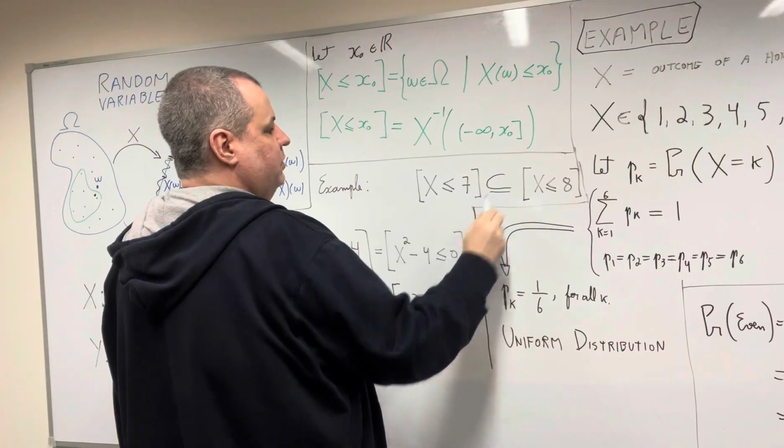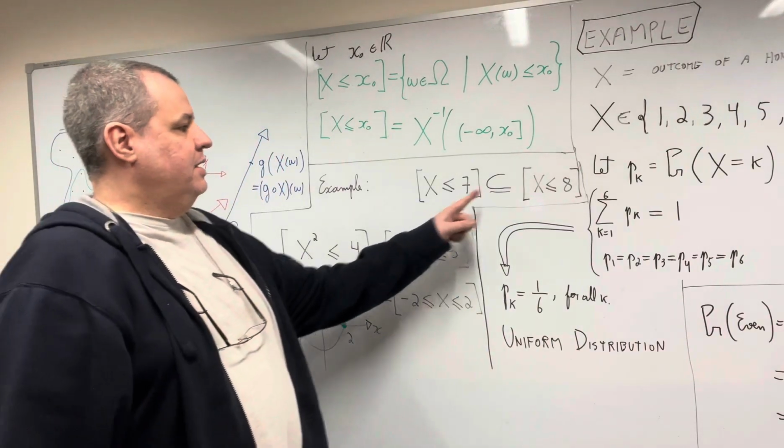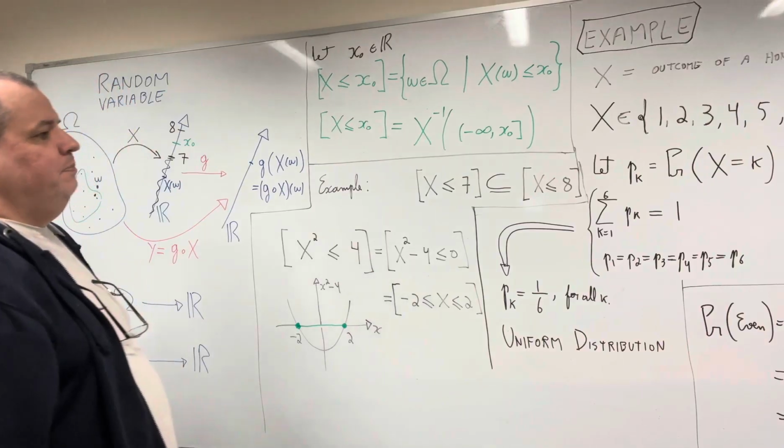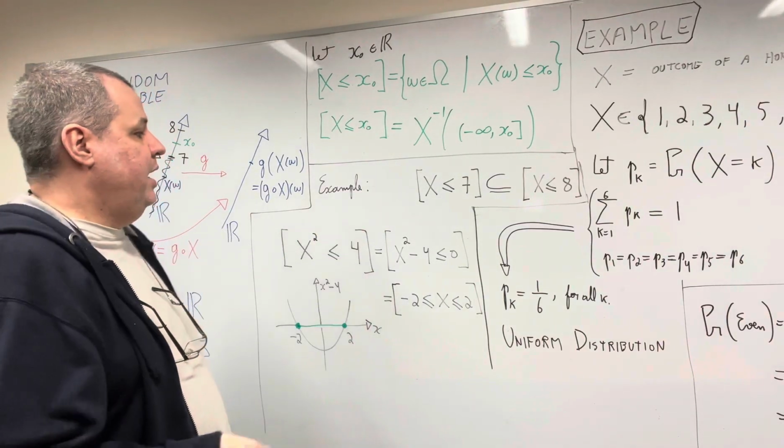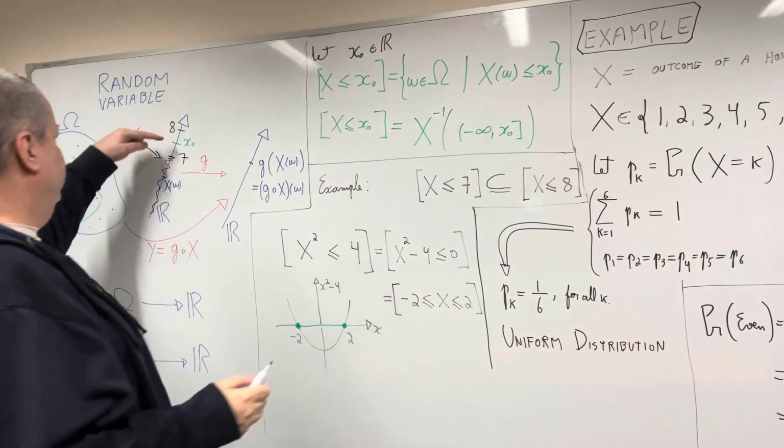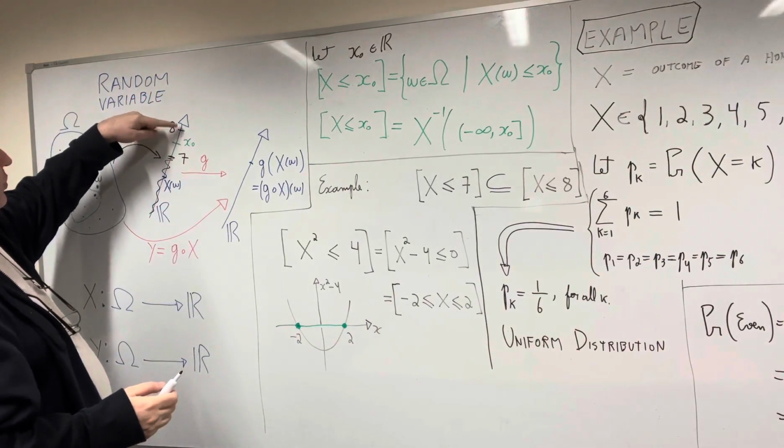So this is a subset of that. Okay? Potentially a proper subset could be the same if the random variable has no point that maps between 7 and 8.